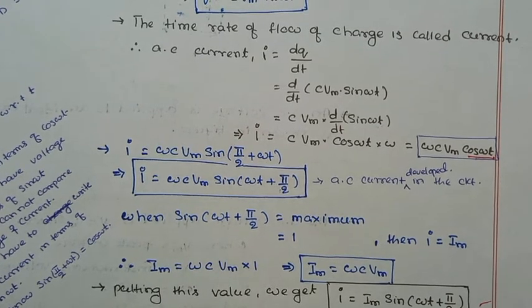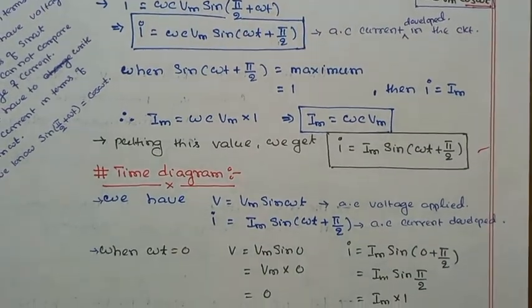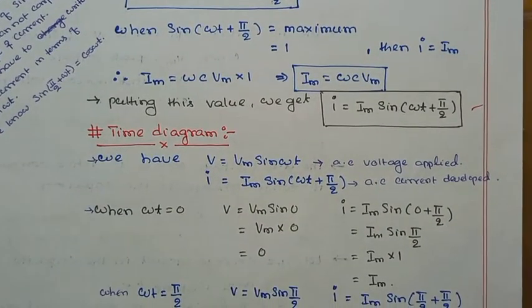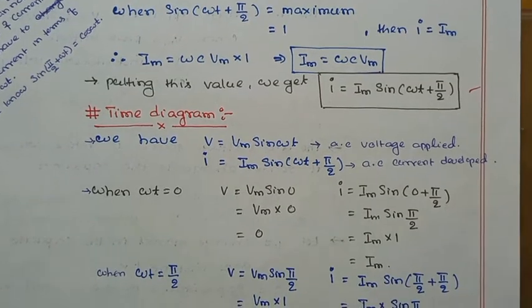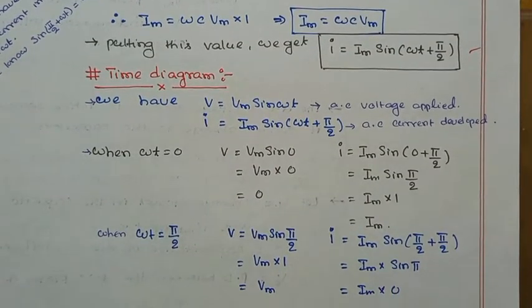Okay? Okay, now we will draw the time diagram. So we all know the AC supply voltage is V is equal to Vm sin omega t. The AC current developed in the circuit is I is equal to Im sin omega t plus pi by 2. So for different values of omega t, now we will calculate V and I, that is, instantaneous voltage and instantaneous current.